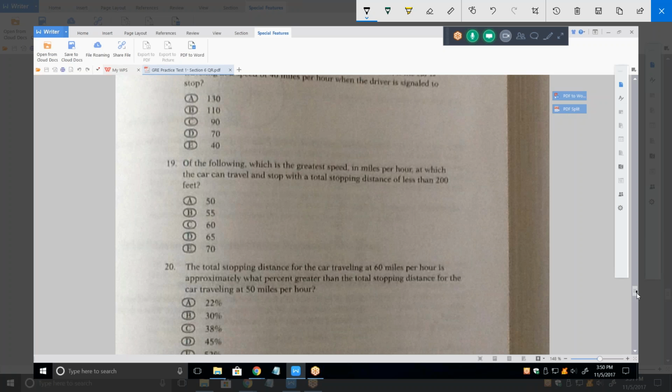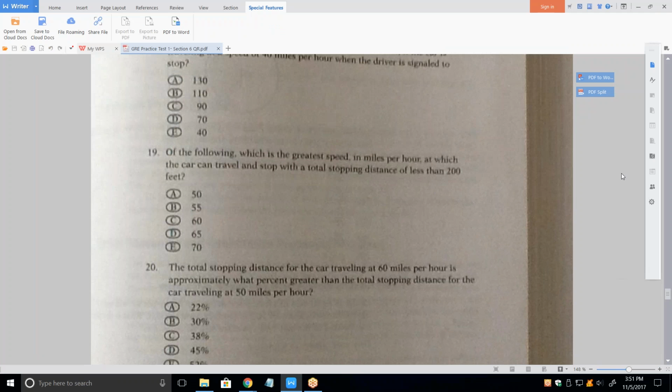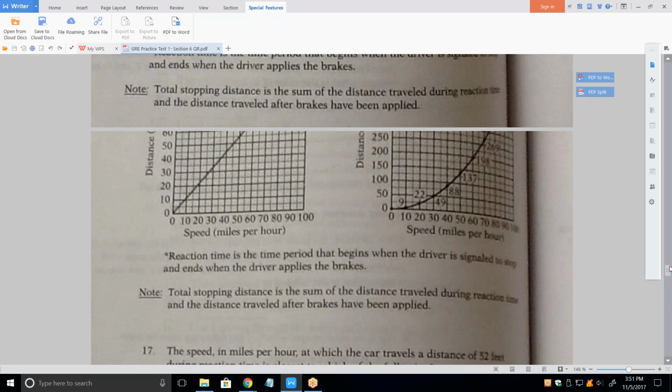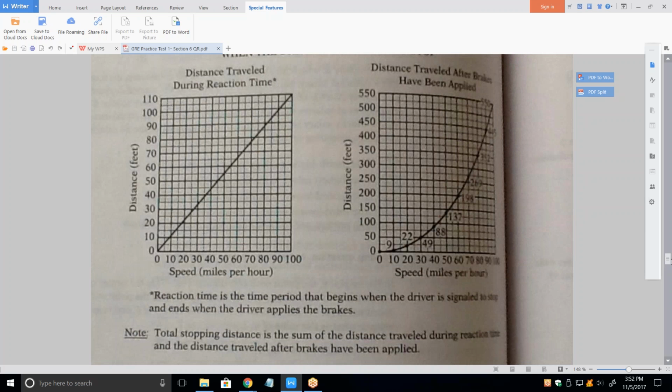Okay, the total, hold on a second, let me scroll down a little bit. The total stopping distance for the car traveling at 60 is approximately what percent greater than the total stopping distance for the car traveling at 50? All right, let's go up and figure out those two distances and just compare them.